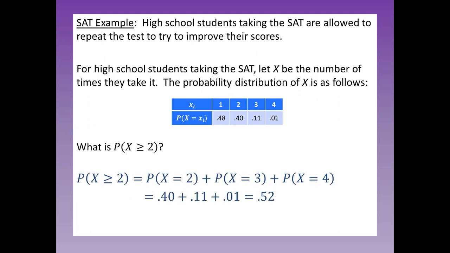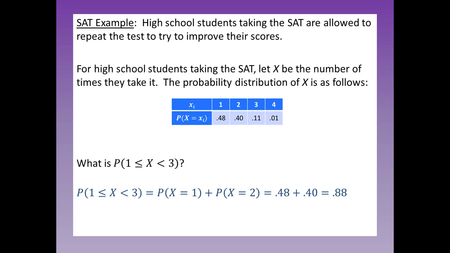To find the probability that X is greater than or equal to 2, we just have to add up the individual probabilities of the values that satisfy that inequality of being greater than or equal to 2. The 3 values that would satisfy that are 2, 3, and 4. If we add their probabilities together, we get 0.52.